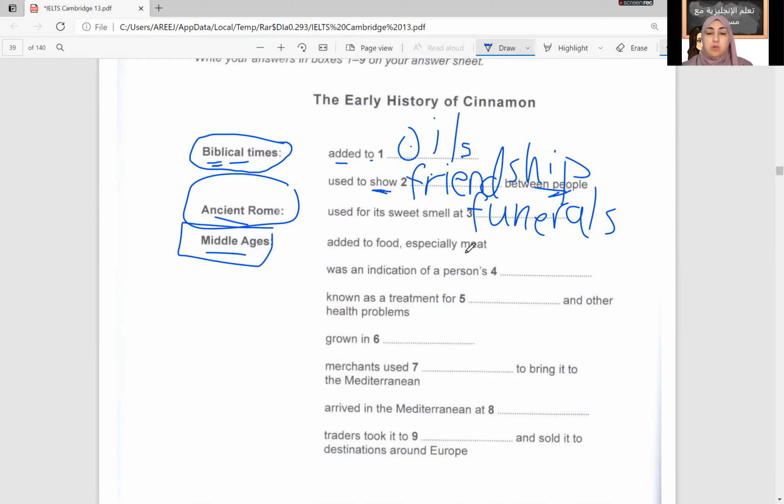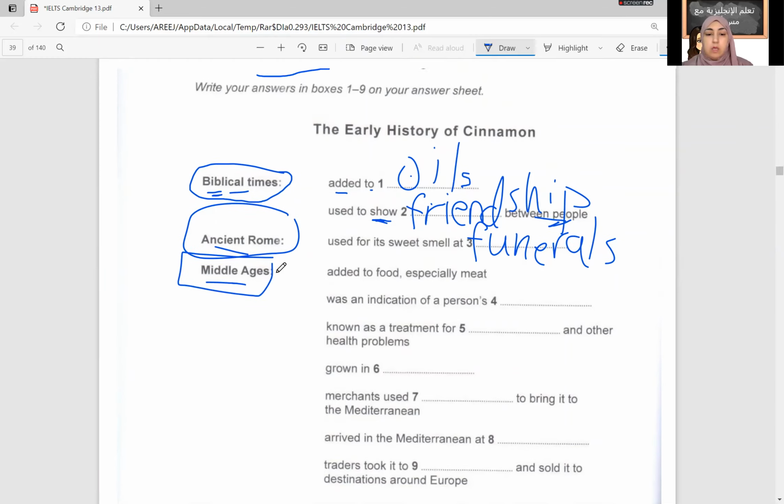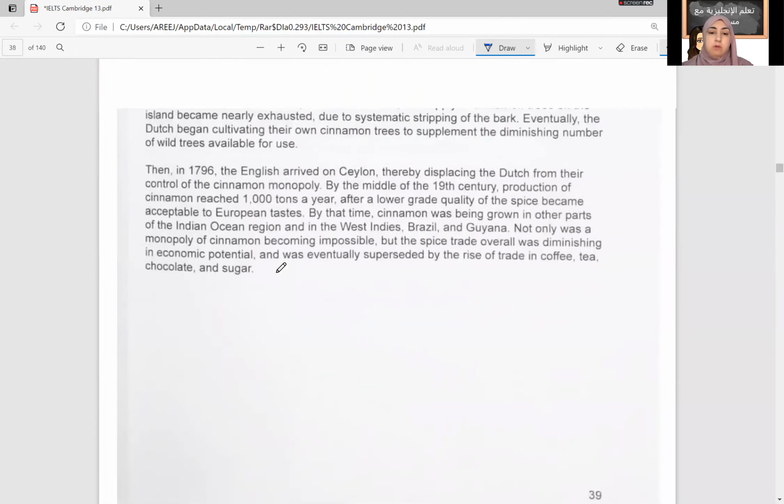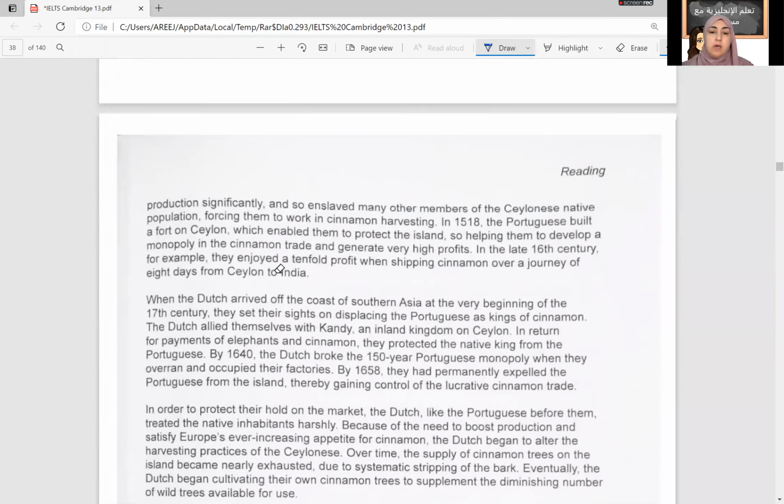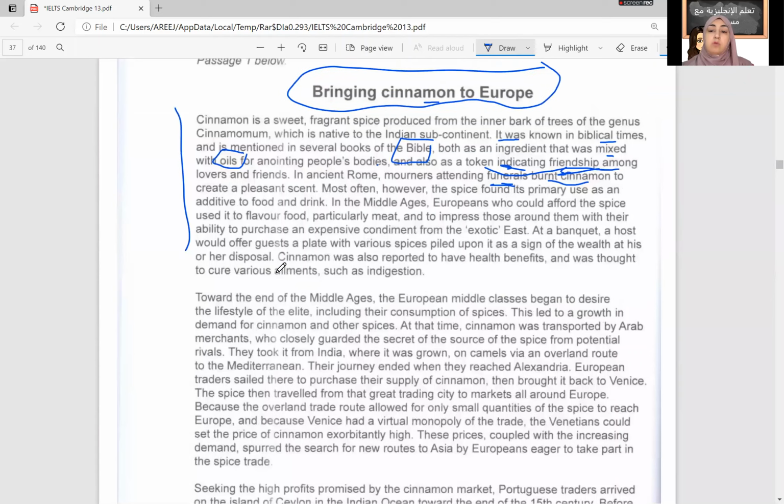So added to food, especially meat, was an indication of a person's what? So they used to add it in food during the Middle Ages. So the most important word here is Middle Ages. Again, where do I start looking? From where I stopped, after the funerals. So I start looking here. I need to find the words Middle Ages.